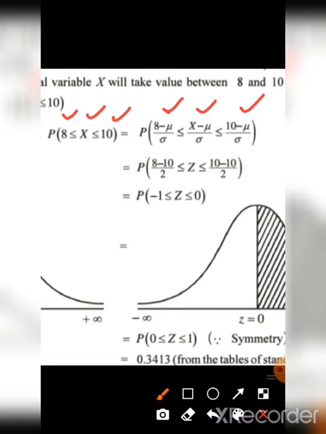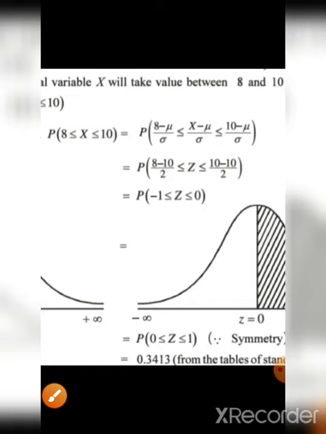Now we know the value of mu was given 10 and the value of sigma was given 2, right? So you will put the value of mu and sigma over here, that is 8 minus 10 upon 2 less than equal to z less than equal to 10 minus 10 upon 2, right? 8 minus 10, that is minus 2 upon 2, will give you minus 1, less than equal to z less than equal to 10 minus 10 upon 2, that is 0 upon 2, will give you 0. So over here we need to find out the value of z between minus 1 and 0, right?